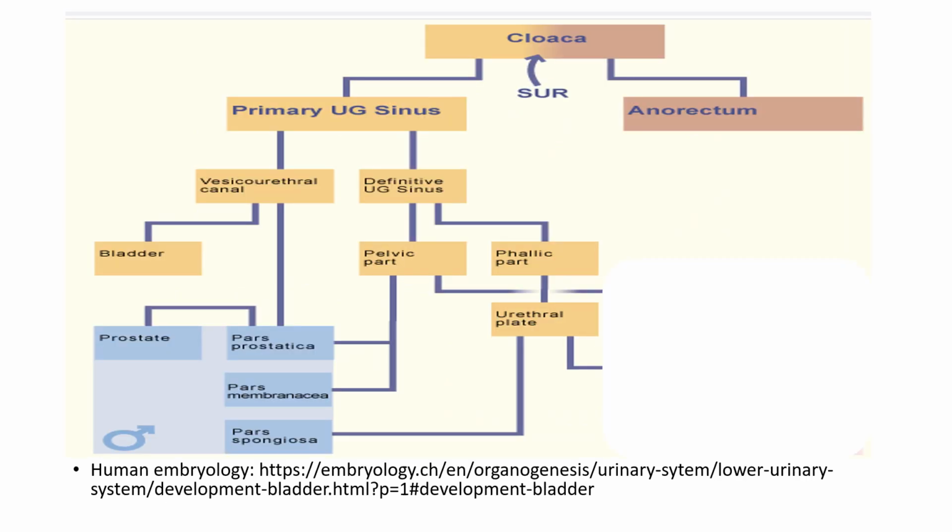So in summary, we've said that the origin of the lower urinary tract is from the cloaca. Once the cloaca is divided by the urorectal septum, we have formation of the anorectum and then the urogenital sinus. And it is this urogenital sinus that gives rise to the bladder as well as most of the urethra.